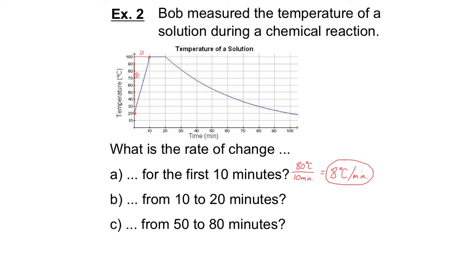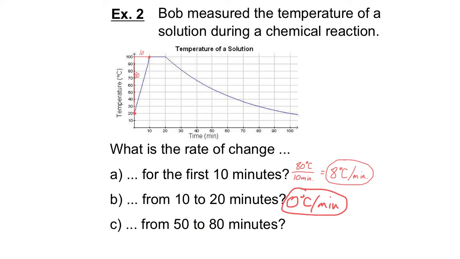Whenever you're writing a rate of change, make sure you have proper units. That's just a reminder. Now, from 10 to 20 minutes, that's this section of the graph. What's the rate of change? Well, is the temperature changing? No, it's not changing at all. So the rate of change is 0 degrees Celsius per minute. It's not changing at all. So that's a rate of change of 0, but we still have the same units, degrees Celsius per minute.